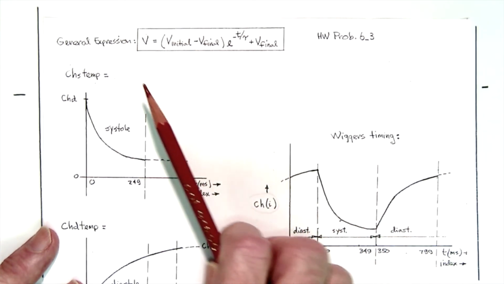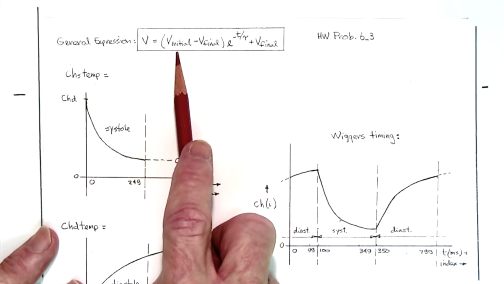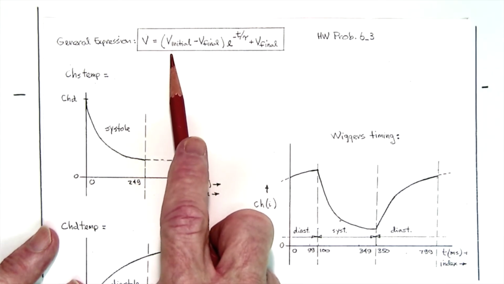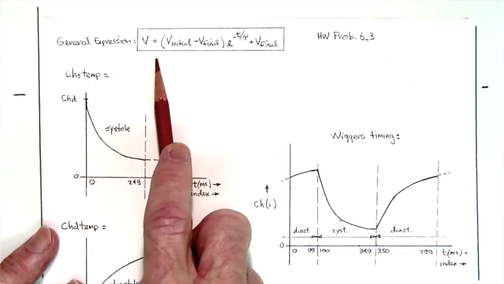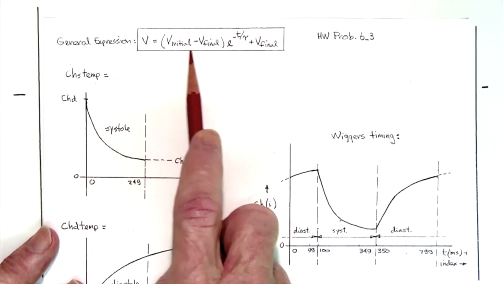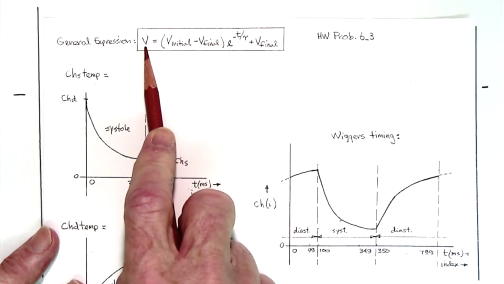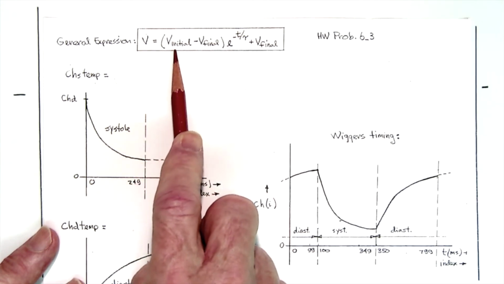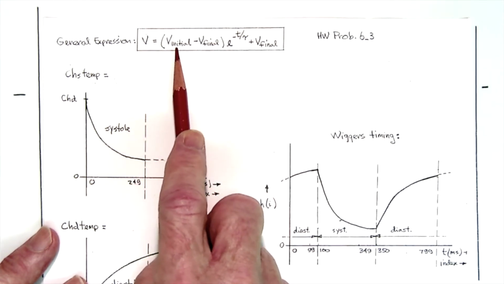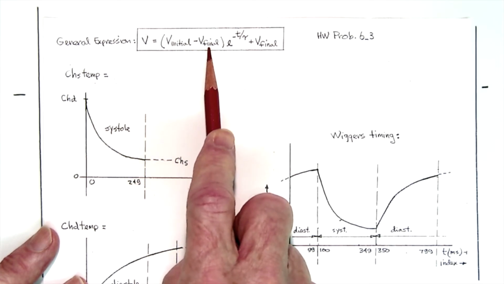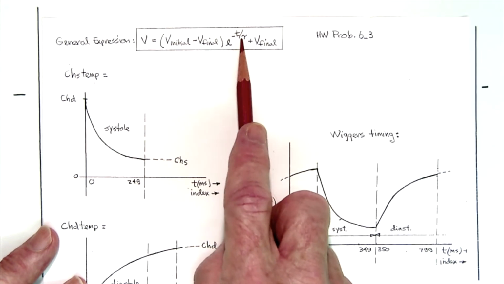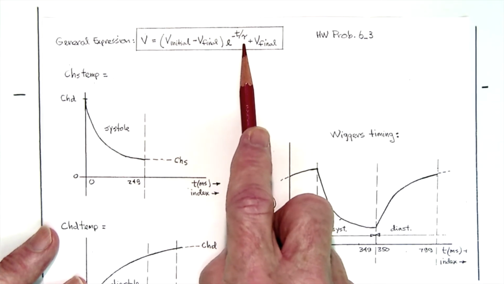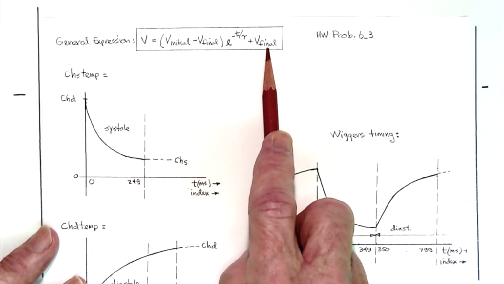Let me point out that every variable that has an exponential behavior follows this general expression during either the rise or the fall. It says that the value at any time is equal to the initial value before it changes exponentially to its final value where it's heading towards, all of that times e to the minus t over tau, where t is time and tau is the time constant, plus its final value.